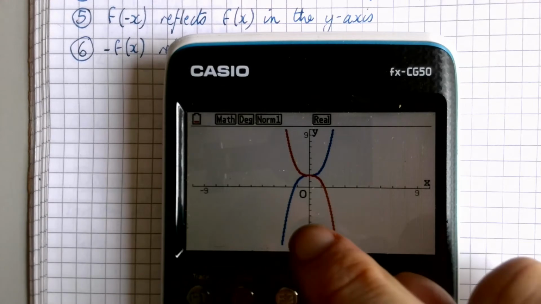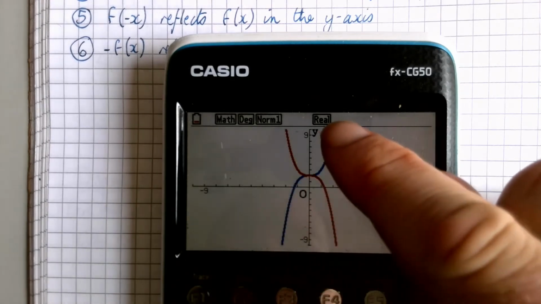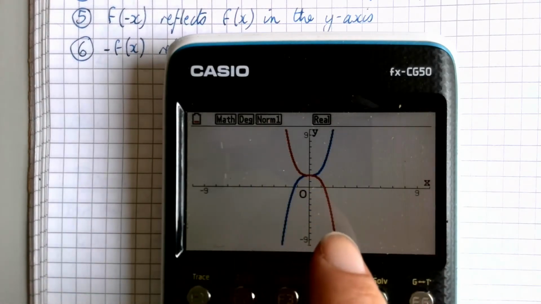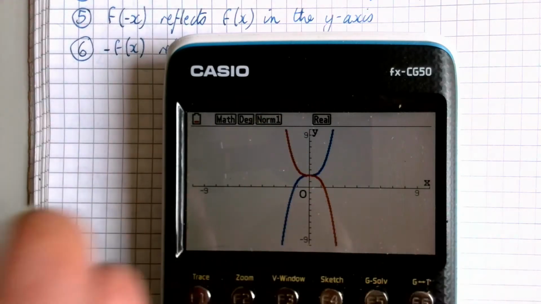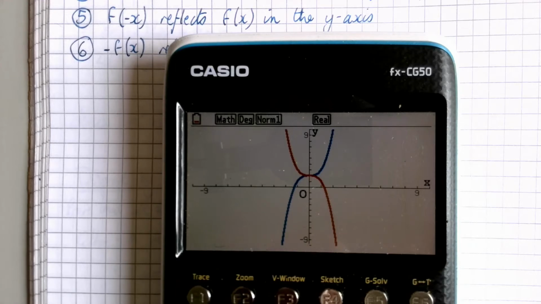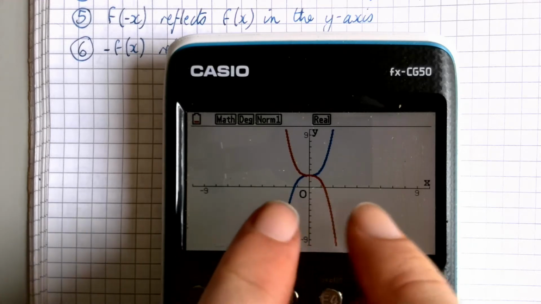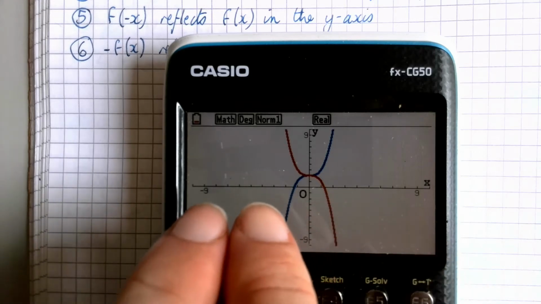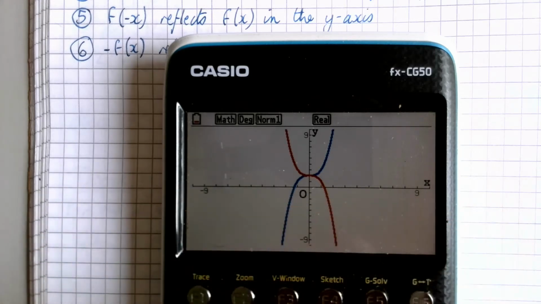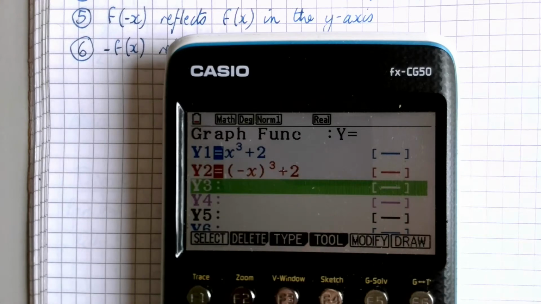So the blue line is our positive one, our red line is our negative value of x instead, and you can see that that is reflected in the y-axis. That's because we've made every x value, all of our inputs that were positive, become negative, and the ones that were negative have become positive, so it's just flipped everything over. Now what happens if you do the negative just to the whole thing? Well, that does it the other way round.